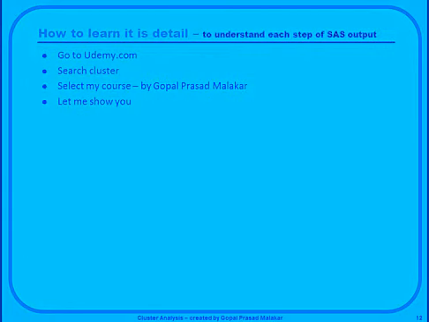Now how can you learn it in more detail? Essentially when you run SAS, proc cluster or proc fastclus, it produces a lot of statistics. How can you understand each step of the SAS output? How can you understand in each step what SAS is doing, how it is combining? That's a detailed thing that you need to understand. I have put a detailed tutorial for this on udemy.com.